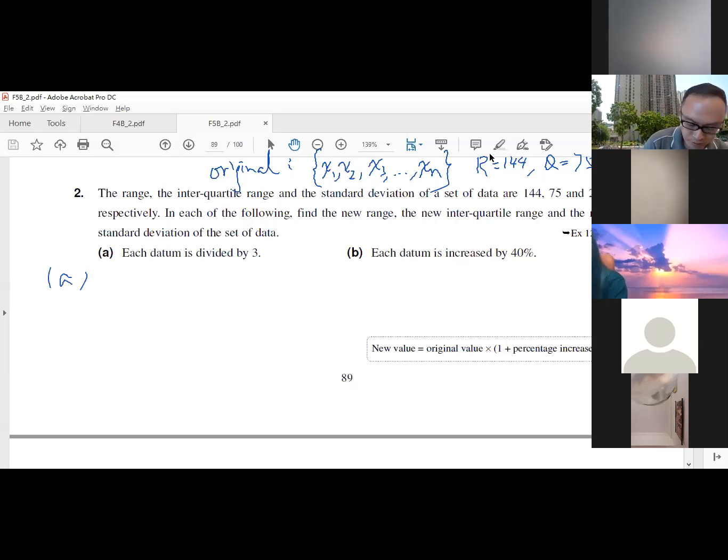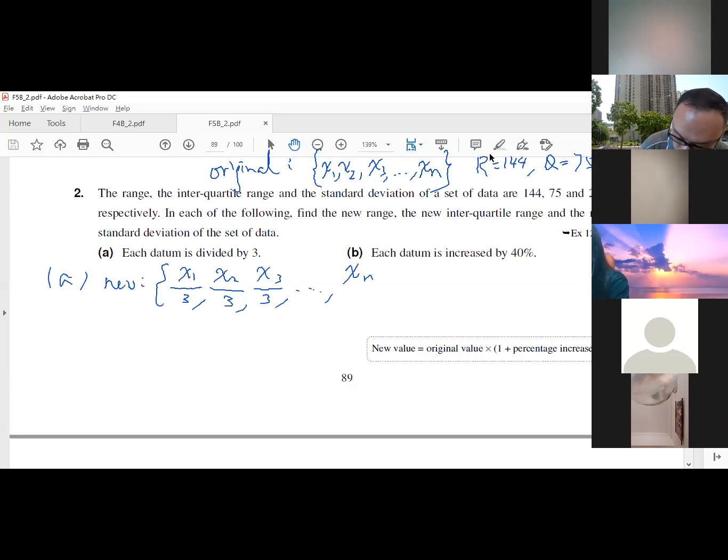Each datum is divided by 3. So the new set of data: the original x1 becomes x1 divided by 3, and then the original x2 becomes x2 divided by 3, and then x3 becomes x3 divided by 3, and so on up to the last one. xn becomes xn divided by 3. Okay?